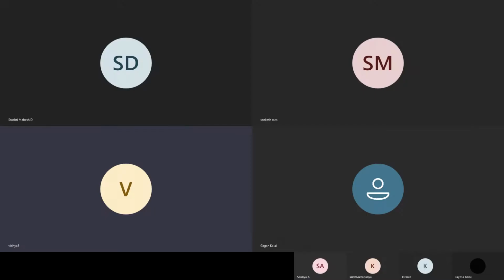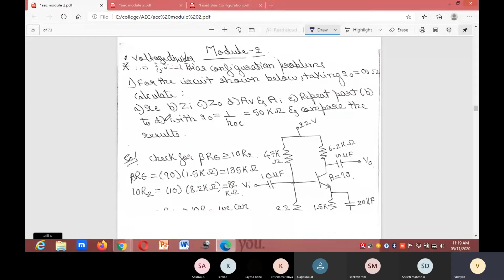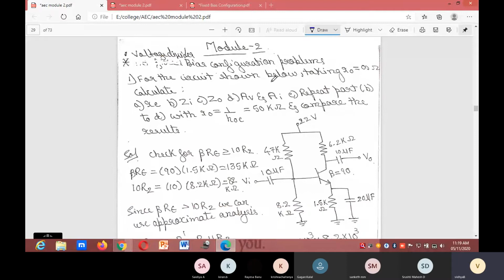Common source configuration. Today we shall discuss the problems. Okay, voltage divider bias configuration problems. First problem is for the circuit shown below, taking R naught as infinity. Okay, we are considering first R naught as infinity.